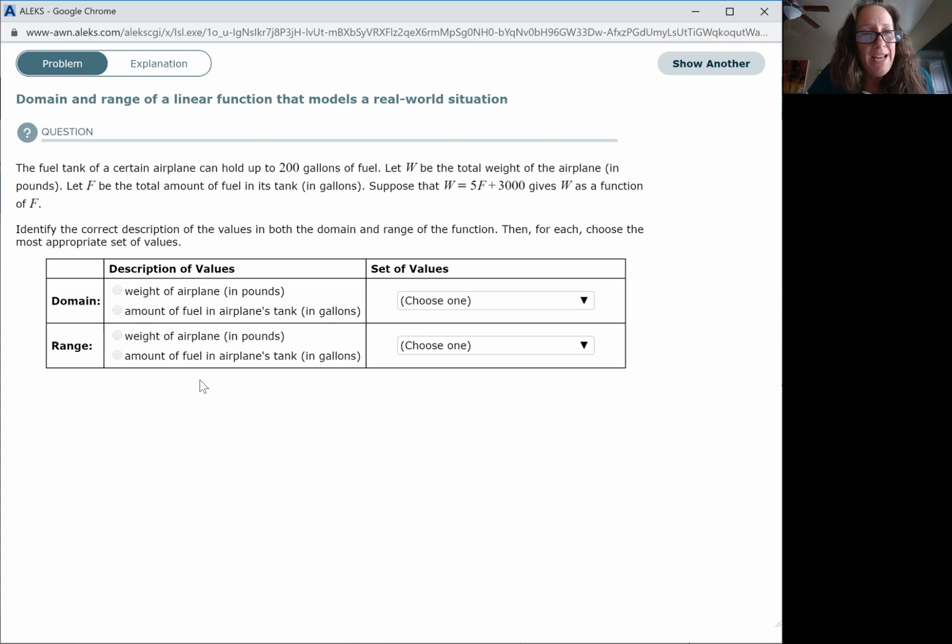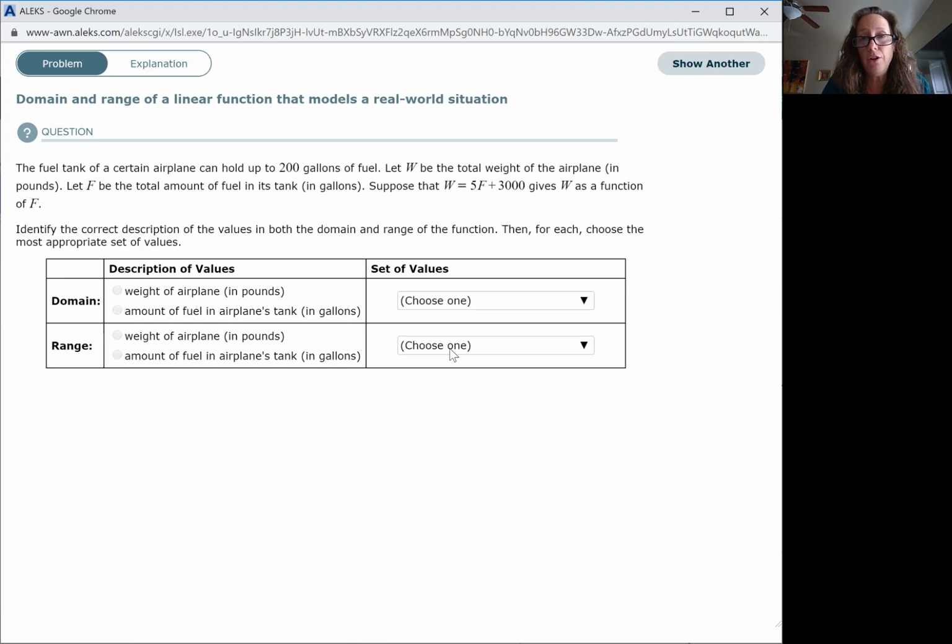Then when you go to do the output, so the weight, the lowest weight the plane can be is when there is 0 gallons of fuel. So if you plug in 0 for F in the equation they give you, you're going to get 3,000 for the weight. So the lowest amount of weight is going to be 3,000 pounds. And you don't really need to find the highest because there's only going to be one option for the weight that starts at 3,000. So you just pick that one.